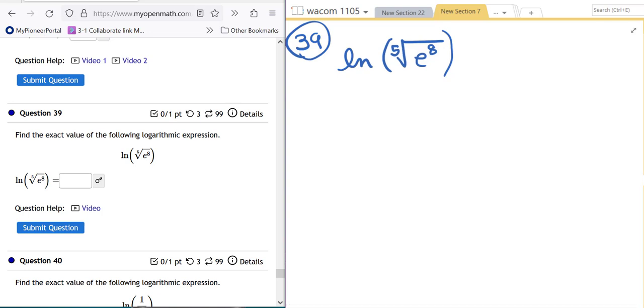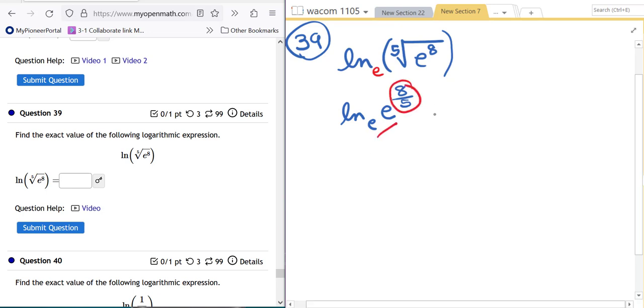So I am going to rewrite it with my e here, because that's the base. And I want to write this as e to some power. And you're just going to change to a rational exponent. So natural log, base e, of e to the 8/5. And remember, the index is the denominator. So this is the 8/5. So that is equivalent to this radical. And now our bases are the same. Answer is 8/5.